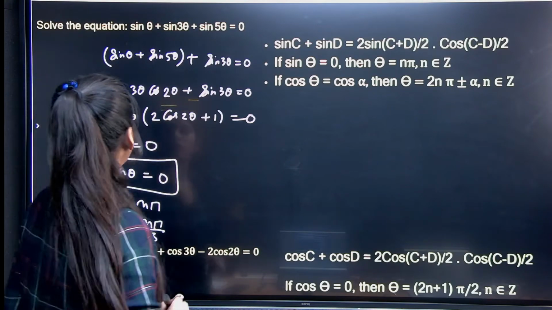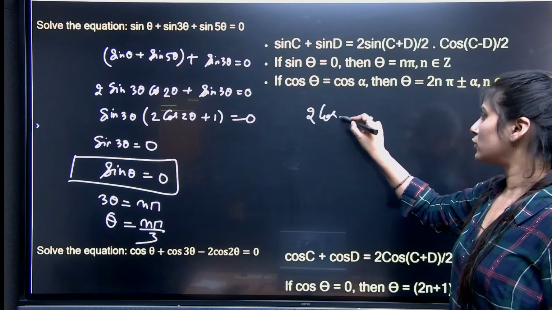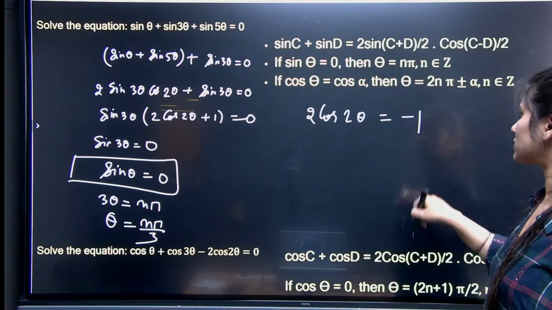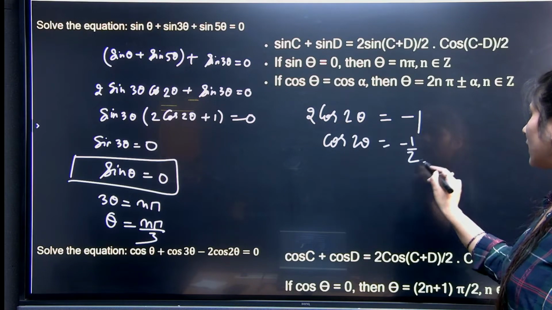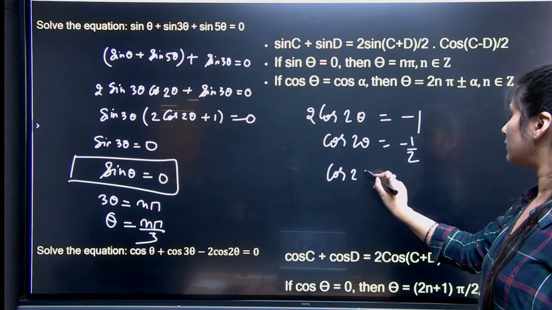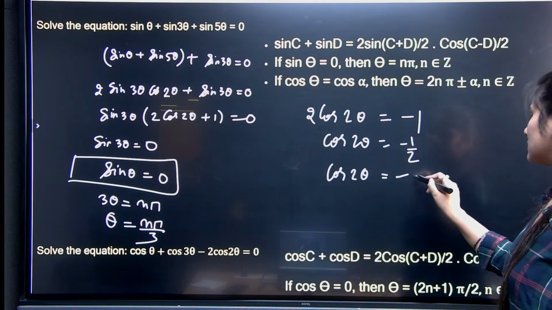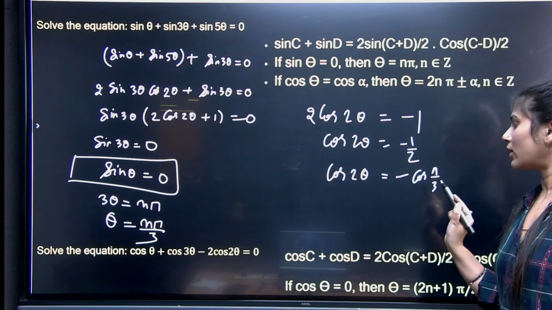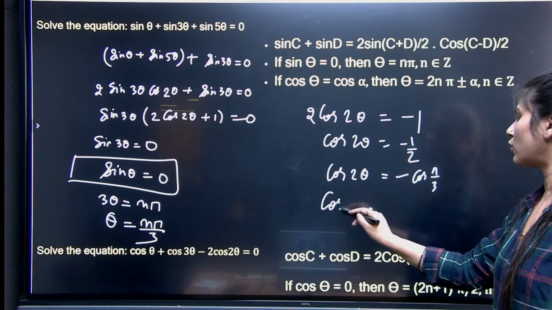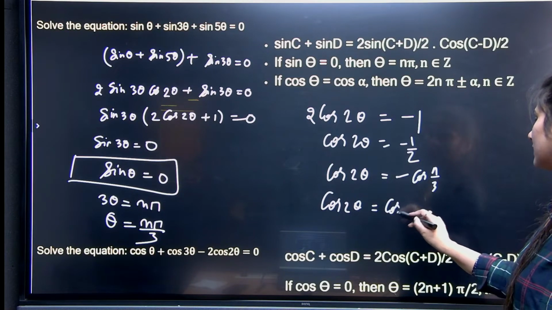Okay, now for the second part, 2 cos 2 theta is equal to minus 1, or we can write cos 2 theta is equal to minus 1 by 2. Minus 1 by 2 is actually cos 60, so it is cos pi by 3. Again, in second quadrant cos is negative, so we can write cos 2 theta is equal to cos 2 pi by 3.